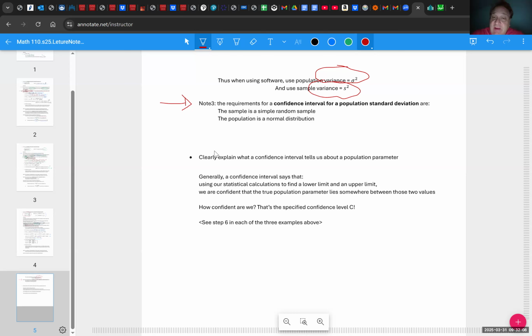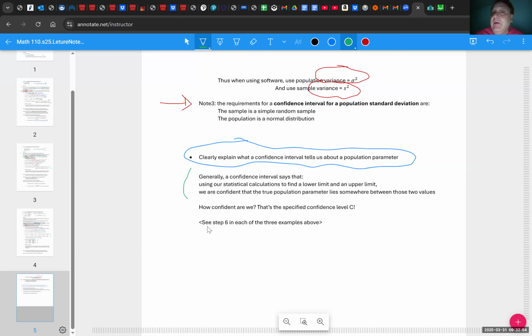Okay, so we're almost done with this lecture on 7.1 through 7.3. The last learning objective I have is to clearly explain what a confidence interval tells us about a population parameter. So what does the confidence interval tell us about a proportion of the population, or a mean of the population, or a standard deviation of the population? I'll just give you the general idea. Generally, a confidence interval says that using our statistical calculations, we find a lower limit and upper limit. We are confident that the true population parameter lies somewhere between those two values.